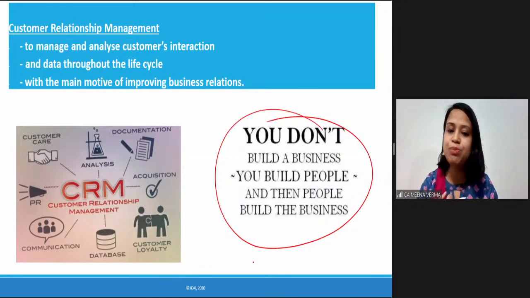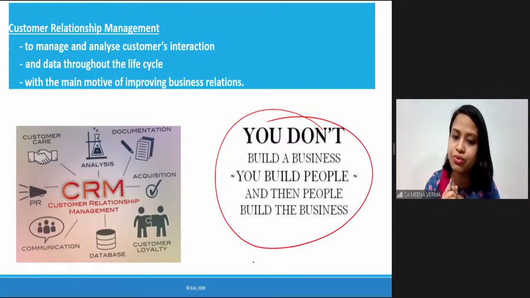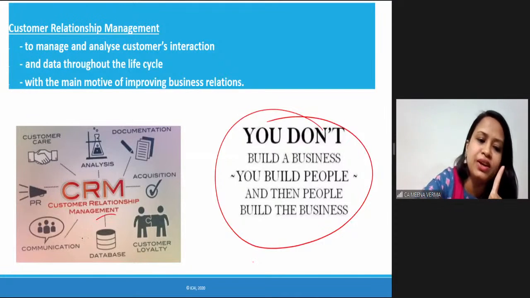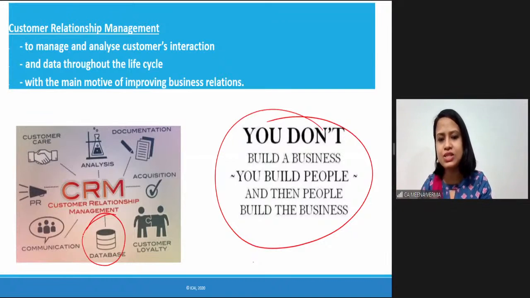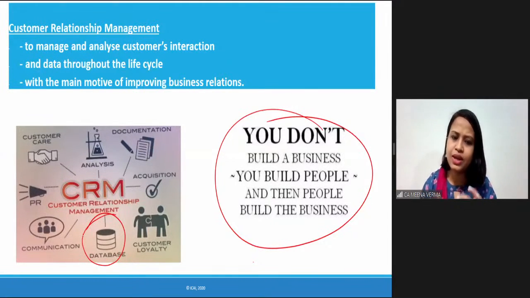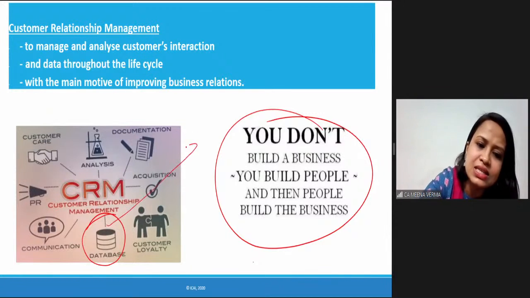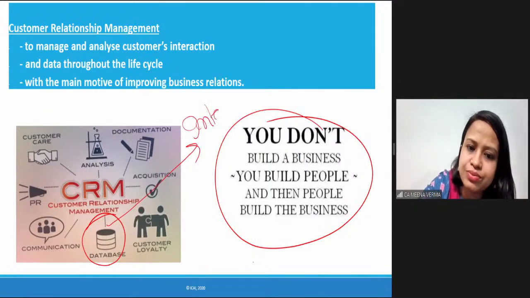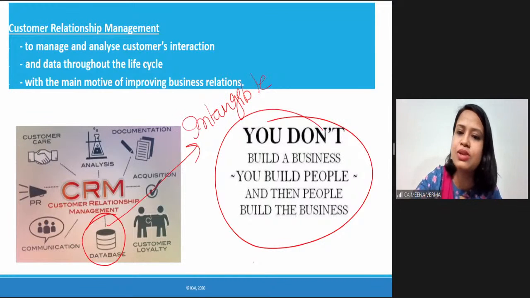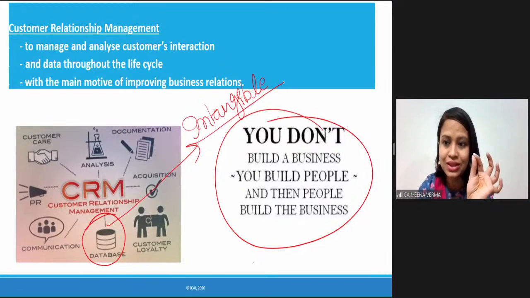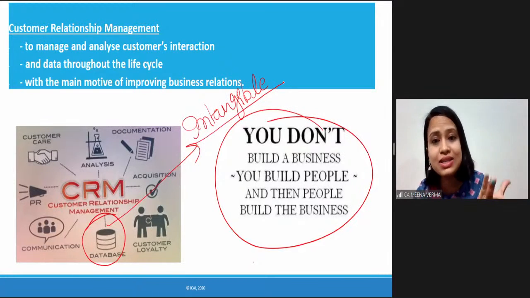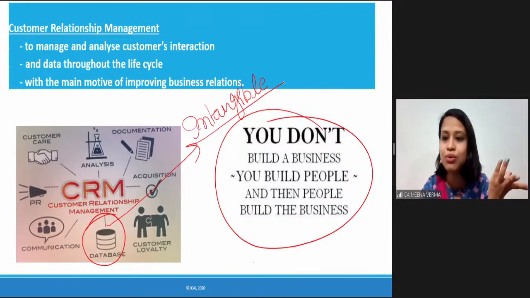So customer relationship means your customer is very important for you. And the first point is to keep their data. Keeping the data of your customer is very important. Now, how? This data is nothing but an intangible asset for you. The data of your customer is an intangible asset. It means that it is very important to keep the data.